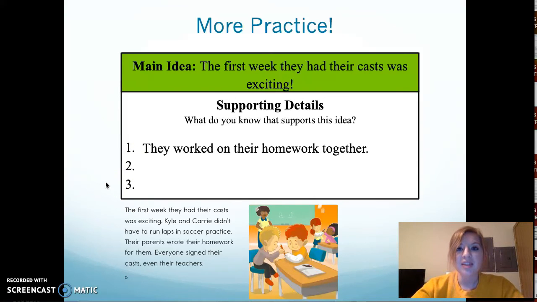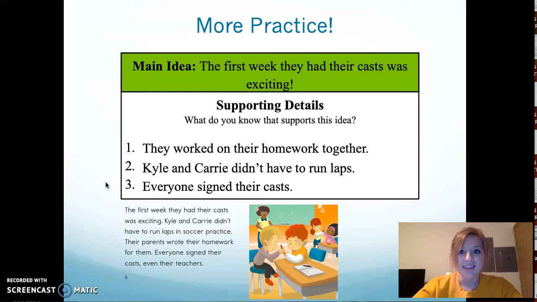Okay, who would like to raise their hand and let me know what they talked about with their partner? Very good. Kyle and Carrie didn't have to run laps, and everyone signed their casts. Very good finding the supporting details with your partner.